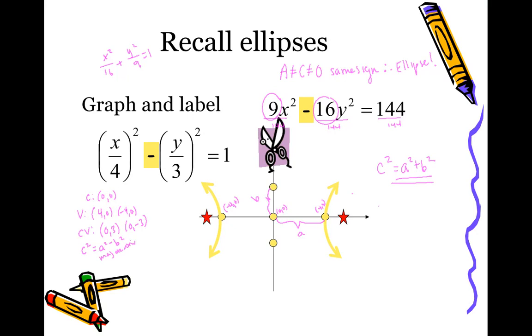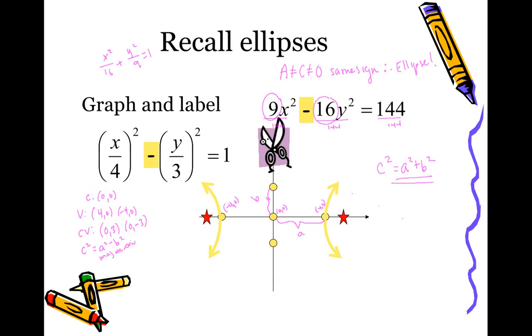But there are going to be some different words. Like this axis, what you knew as the major axis, is actually going to be called the transverse axis. Remember when we always said A was greater than B? That's not necessarily true here. Sometimes it might be, but it's not required. So A is determined by which term is positive, because they're not both positive.